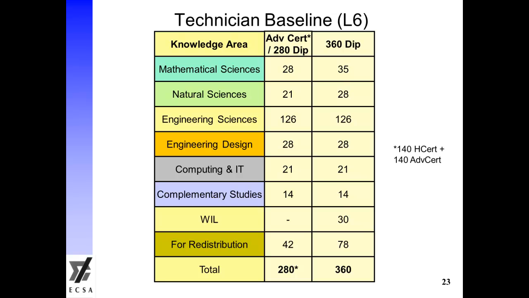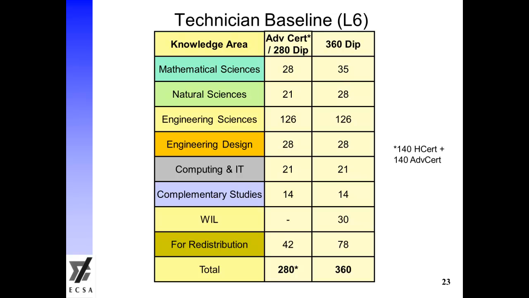Here we can see the baseline for the two types of qualifications at level 6. Note that the 140 credit higher certificate plus the 140 credit advanced certificate is exactly equal to the 280 credit diploma. The 280 credit diploma in engineering technology does not give direct access to the advanced diploma.